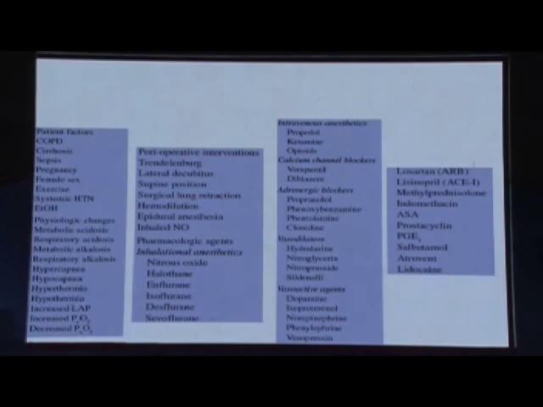These are some of the groups of drugs I have listed here: anesthetic agents, inotropic agents, vasodilators, groups of drugs which affect the hypoxic pulmonary vasoconstriction.